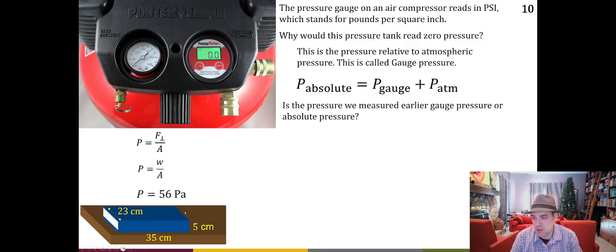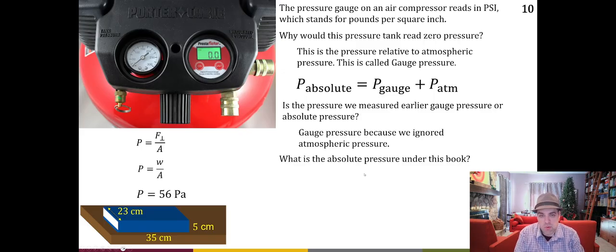So let's go back to this book example. We measured the pressure the book applies to the table, and we got a value of 56 pascals. Is this the gauge pressure from the book to the table, or is this the absolute pressure from the book onto the table? Well, we didn't take into account the air pressure also being applied to the table. So this is the actual gauge pressure that the book is applying to the table. So it's applying 56 pascals in addition to the atmospheric pressure that's already being applied there.